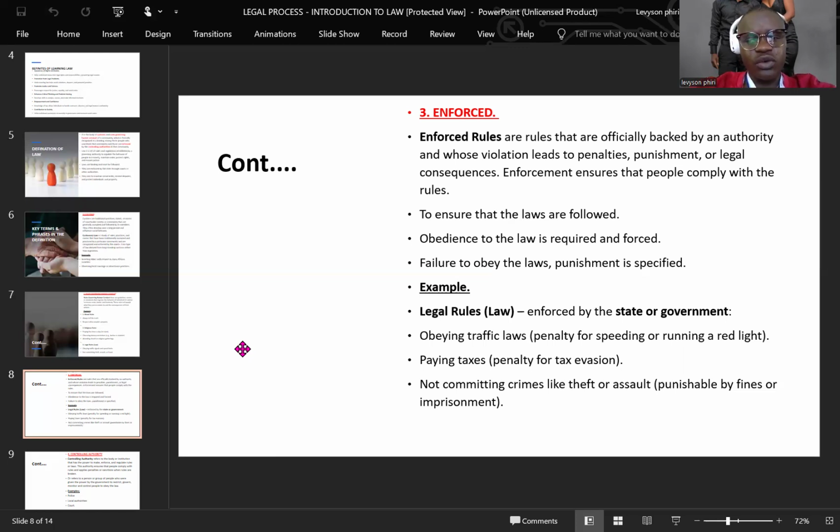Okay, examples, legal rules again. Enforced by the state or government. In your family, the government is your parents. In a state, who is the government? Is the government elected by the state? The members of parliament, the cabinet, the president, the vice president, those are the government. The Minister of Health, all those are the government, and even they are supposed to follow these rules. Remember that no one is above the law.